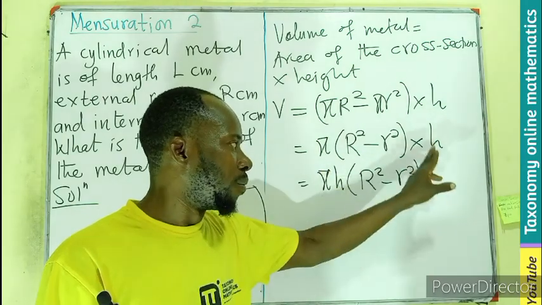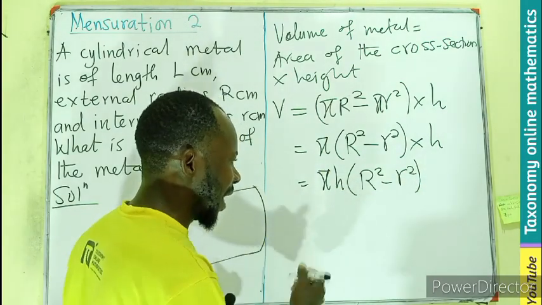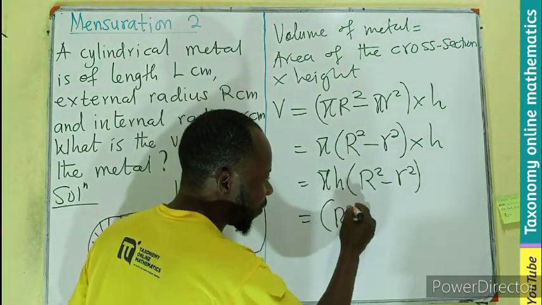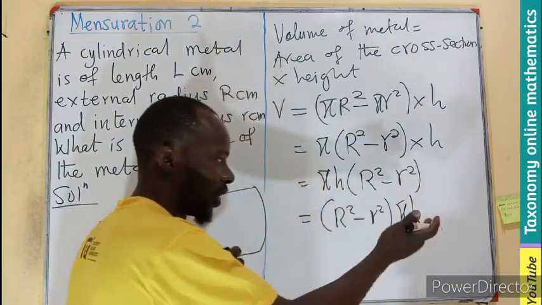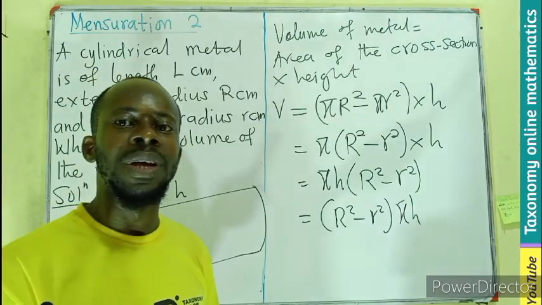This could also be multiplied, beginning with h. It doesn't change the formula. Then we have pi h, it's still the same since multiplication is what?